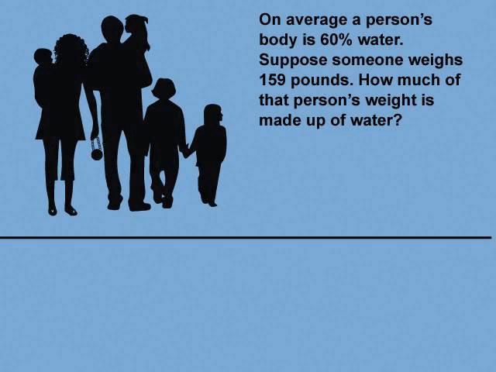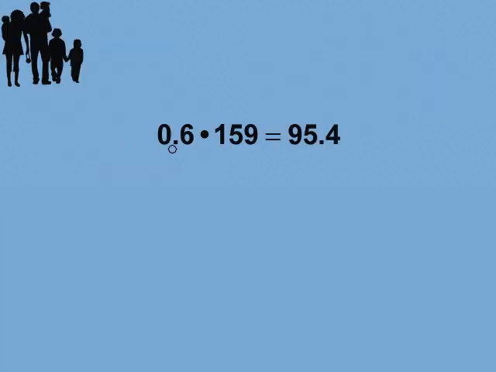To find out how much a 159-pound person's body is made up of water, multiply 60% by 159. You saw that working with decimals instead of percents can make the calculation straightforward. 60% is equal to 0.6. The product of 0.6 and 159 is 95.4. So the person's weight consists of 95.4 pounds of water.